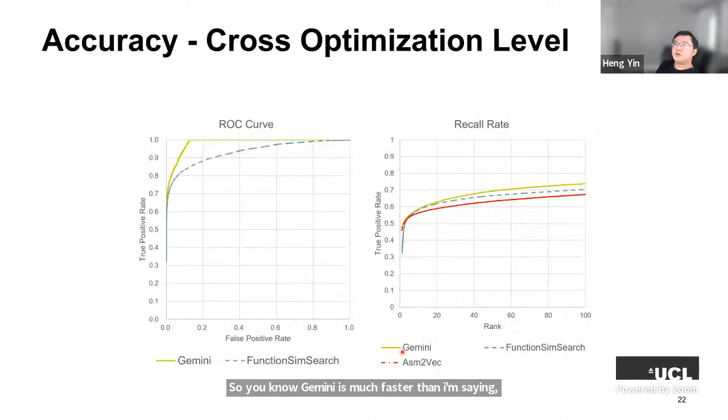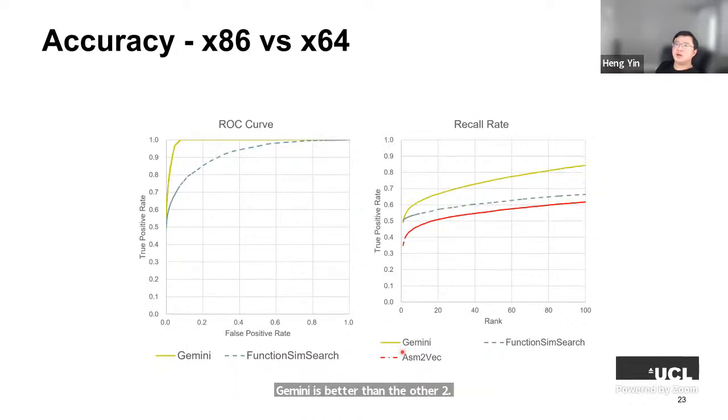Okay, so accuracy wise, this is across compiler optimization levels. So we showed you the ROC curve and the recall rate. And in this comparison again, Gemini is better than the other two. Okay, so it also showed you the accuracy between x86 and x64. So again, the same trend, but the gap is even wider.